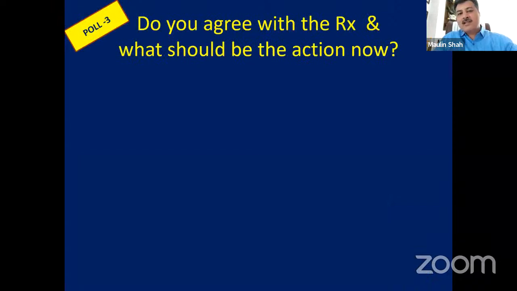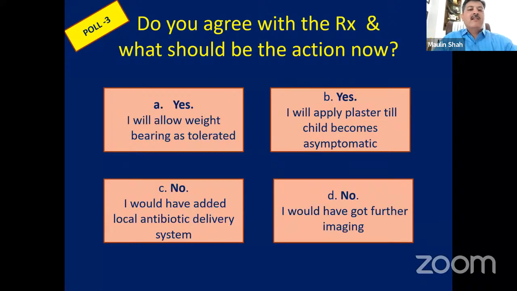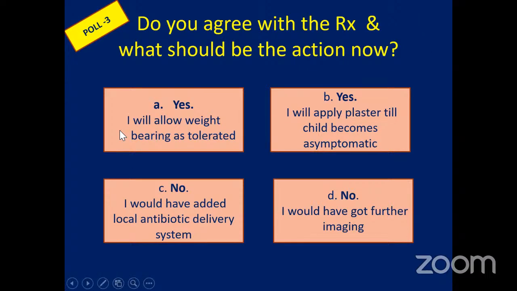So let me ask you again, do you agree with the treatment and what should be the action now? Let me give you the options. A: Yes, I will allow the child weight bearing as tolerated. B: Yes, the option was okay, I will apply plaster till the child becomes asymptomatic. C: No, this was not appropriate management, I would have added a local antibiotic delivery system. And D: No, I would have got further imaging. So please show your polls.